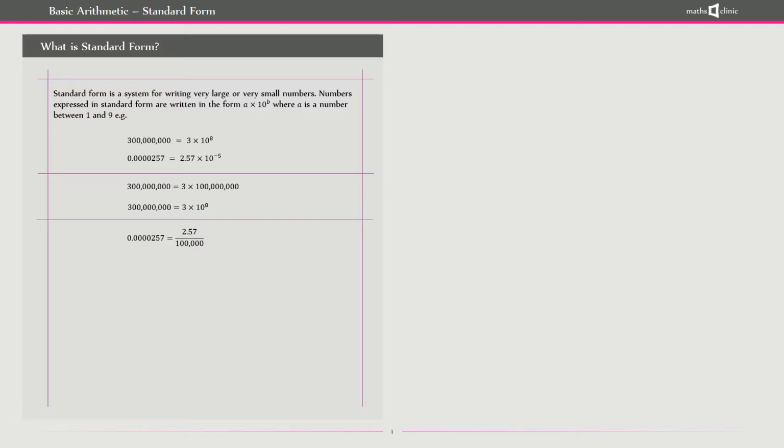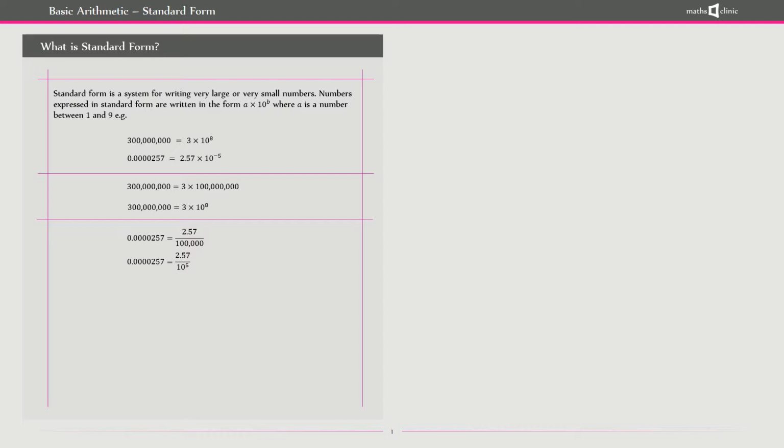Then we compare 2.57 to the actual number. For you to go from 2.57 to 0.0000257, you'd have to divide 2.57 by 100,000. If you divide 2.57 by 100,000, you will get 0.0000257. Next, 100,000 is 10 to the power of 5. So we have 2.57 divided by 10 to the power of 5.